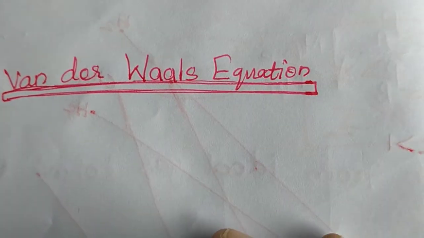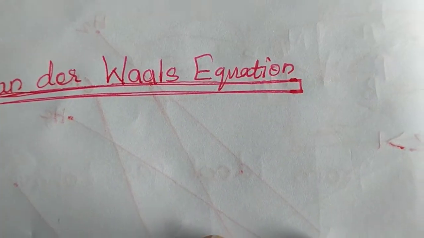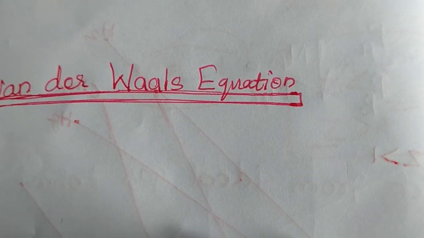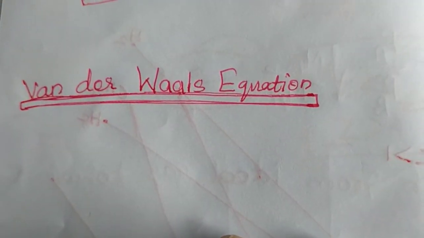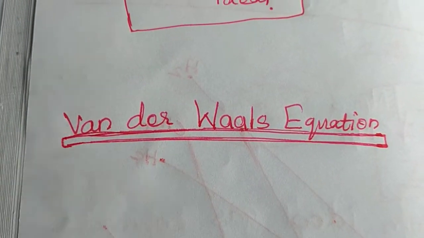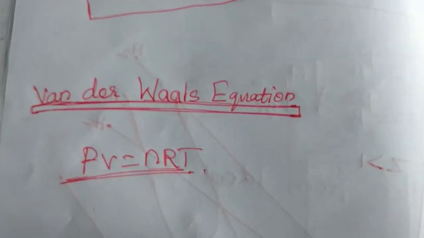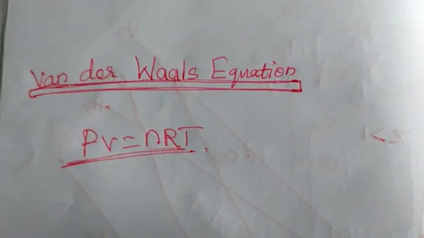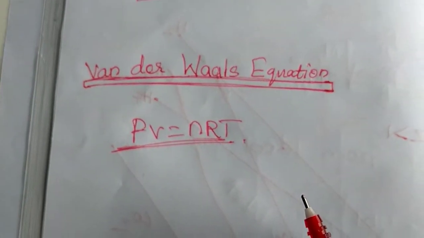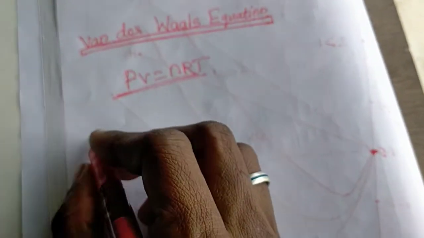J.D. van der Waals derived a mathematical analysis of real gases with a correction of pressure and volume in the ideal gas equation PV is equal to nRT. From the PV equals nRT equation, he modified volume and pressure, and he got the real gas equation, the mathematical analysis, for the first time. First, pressure correction.